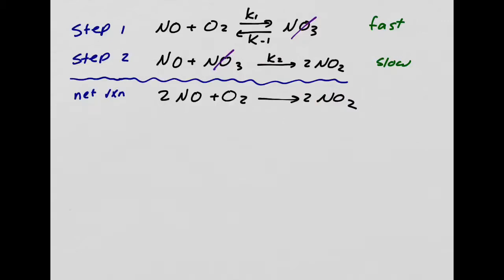Now, is there any intermediate in this mechanism? What's the intermediate? Tell me. The intermediate is NO3. It gets crossed out. Also, an intermediate is the atom or compound that does not show up in the final product. It gets formed and it gets used in the process. It does not show up in the final product. So far, so good? Okay.